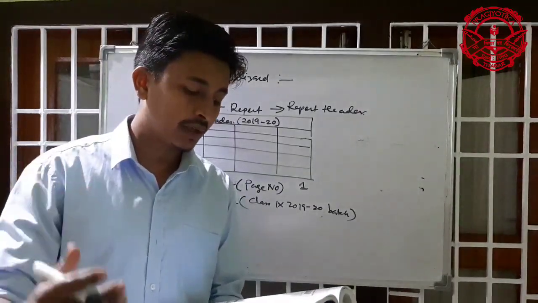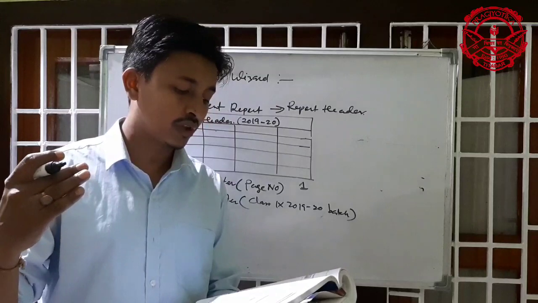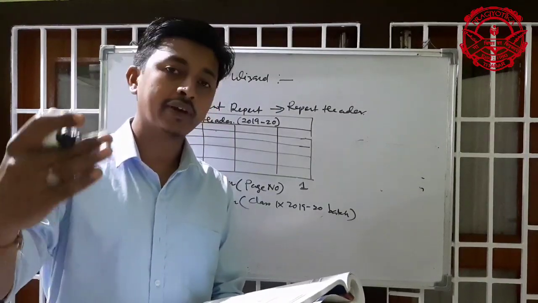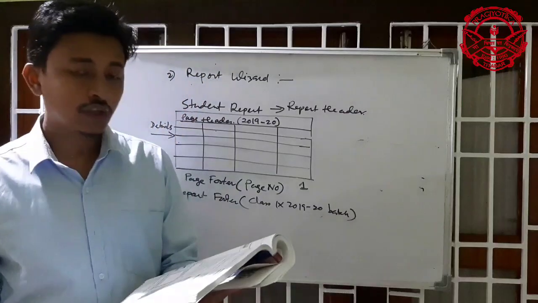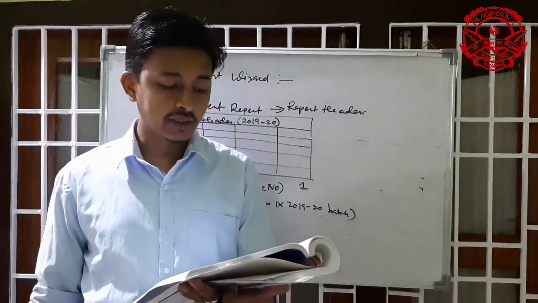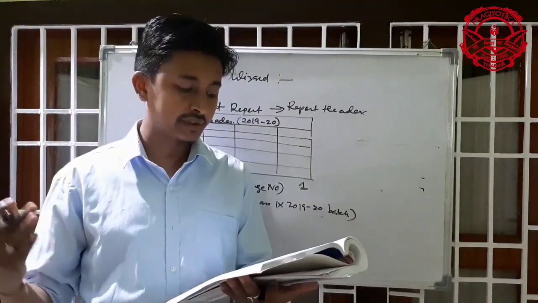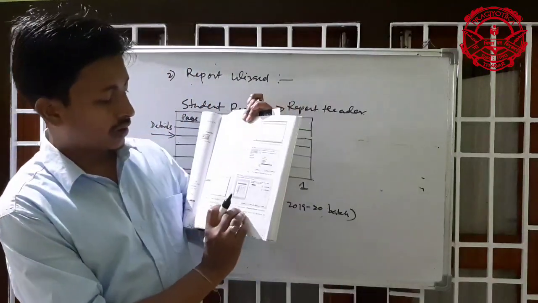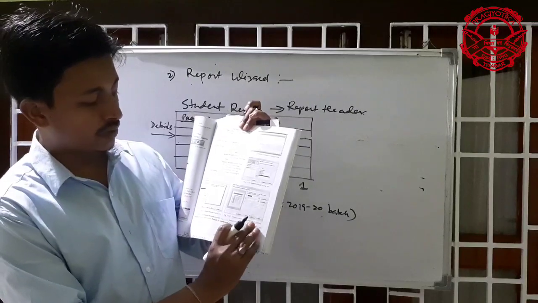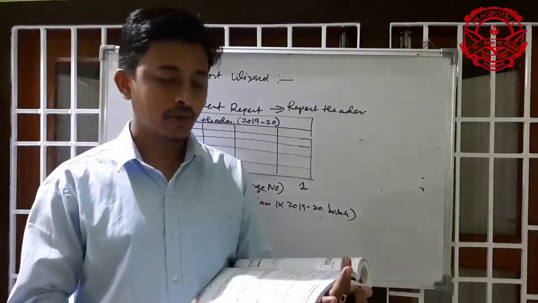The third screen of the wizard appears. You can choose to sort the data up to 4 fields. You can now sort your data. Sort means arrange your data. Now see figure 11.57. This is the third screen of the report wizard dialog box.